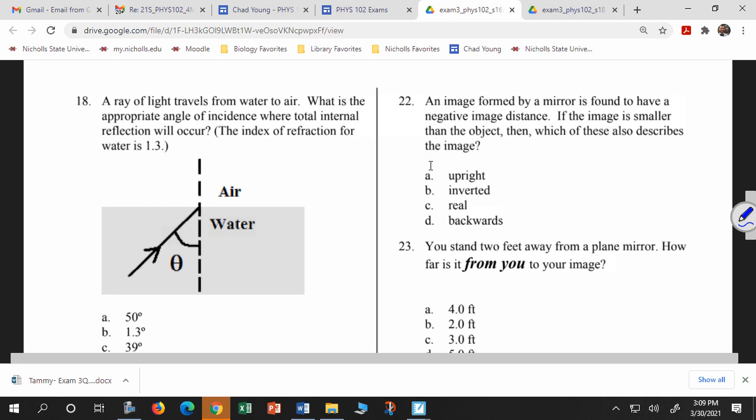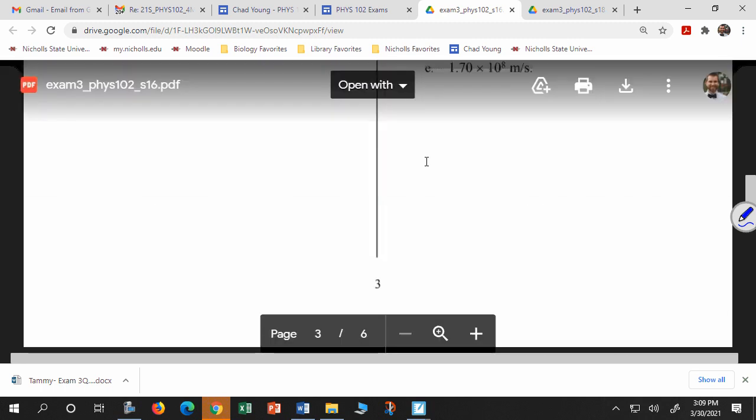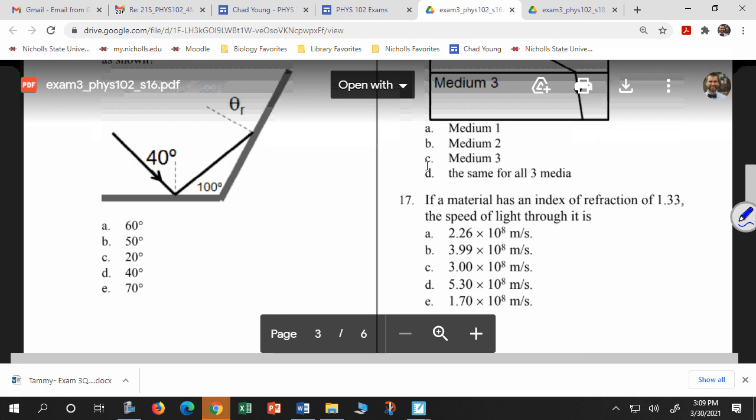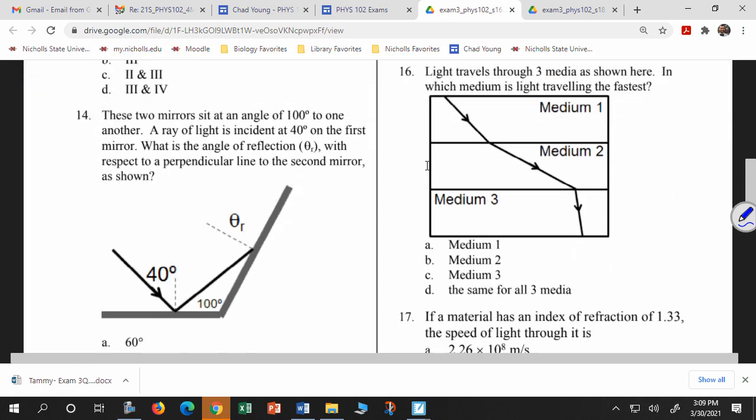Logan? When would what not occur? Oh yeah, okay, I know what you're talking about. Total internal reflection. That's what you're talking about, yeah.